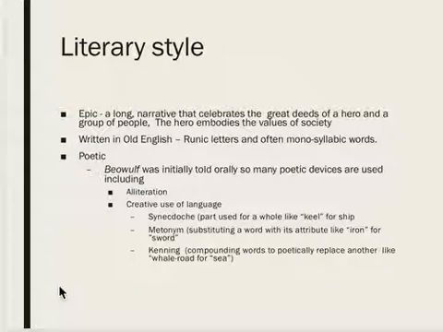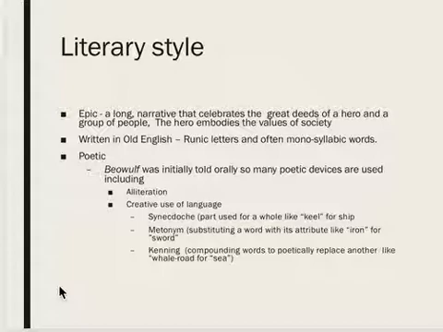So the literary style of Beowulf. Beowulf is an epic, so it's a long narrative that celebrates the great deeds of a hero and a group of people. The hero embodies the values of society, very similar to an epic you would see in our own modern tradition. It's written in Old English. Old English primarily used runic letters and often monosyllabic words. Many of the single syllable words that we use today, like ship and school, for example, come from the Old English. It is also poetic.